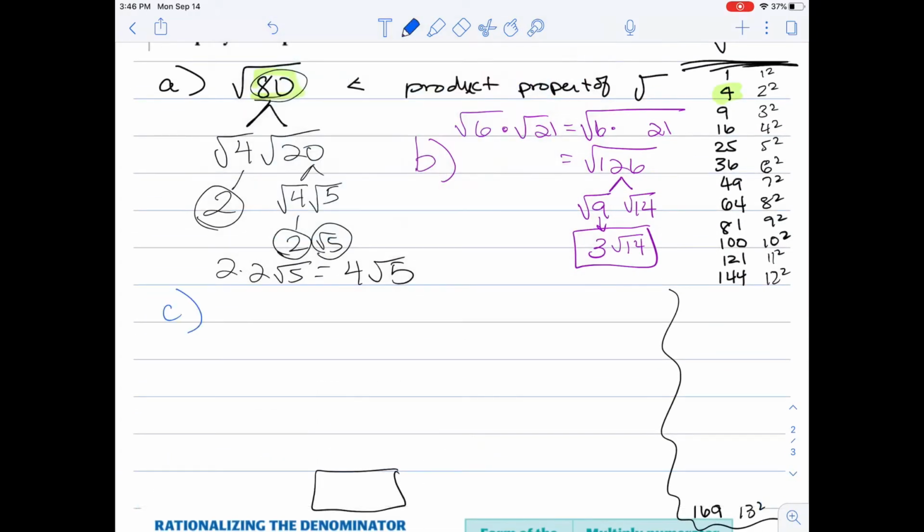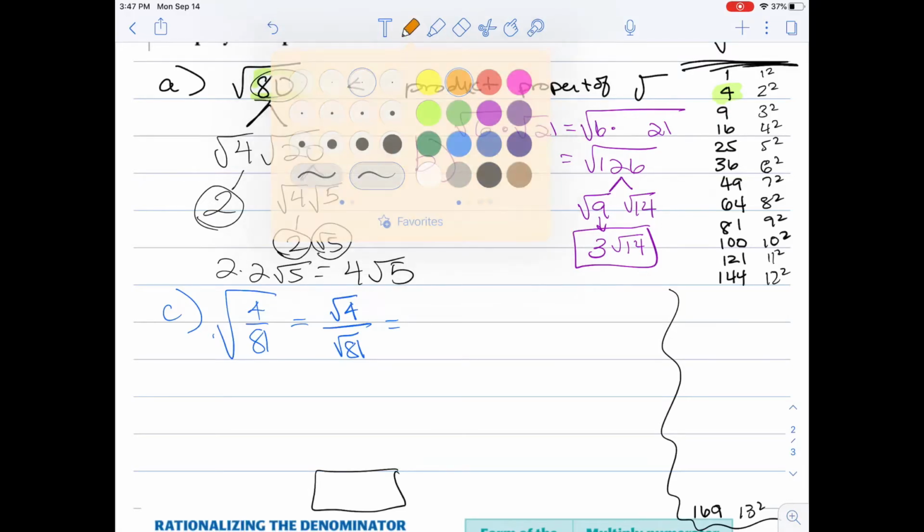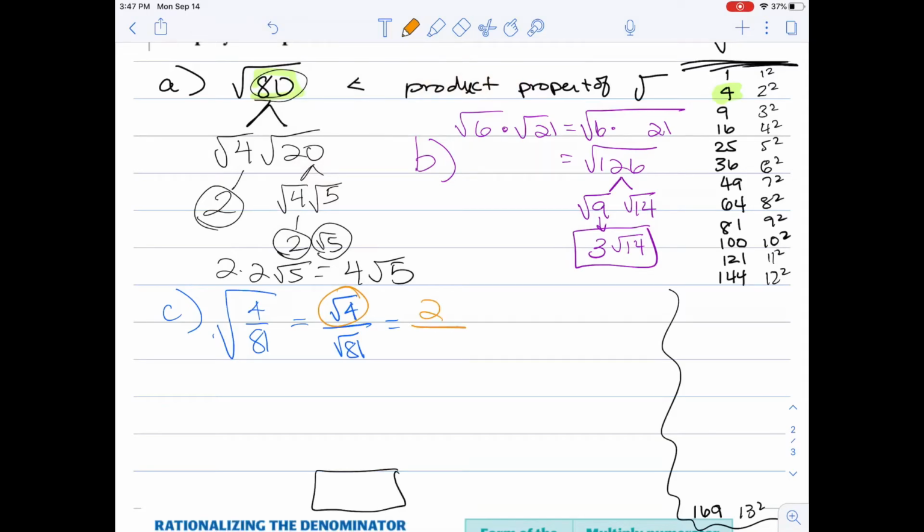And then let's go ahead and do letter C. We've got the root of 4 over 81. So again, we're going to use that quotient property where we can take something that's all under the root and separate them into their own roots. So we've got the root of 4 on top and the root of 81 on the bottom. So this just becomes 2 on top and 9 on the bottom.